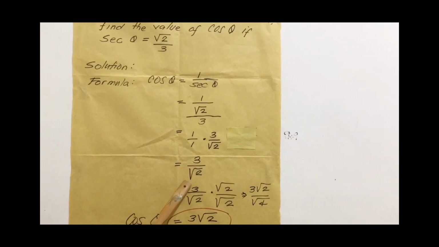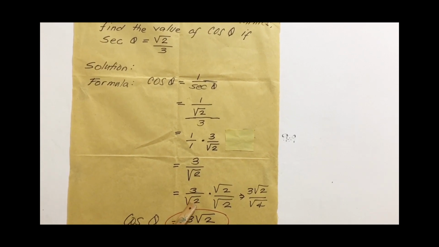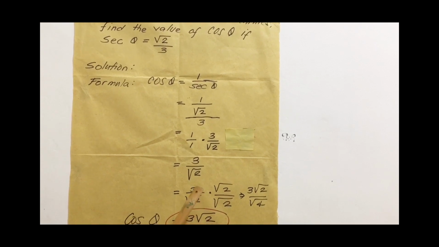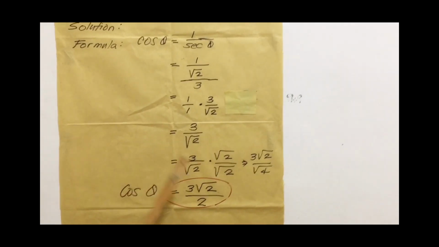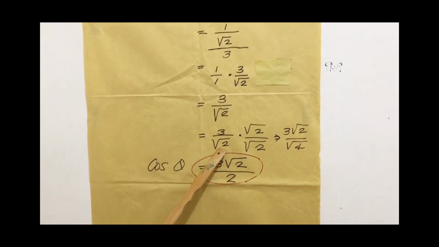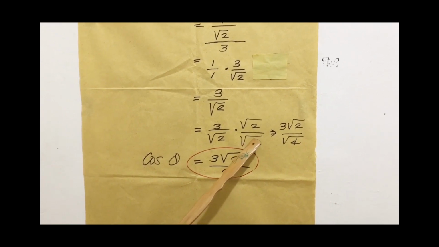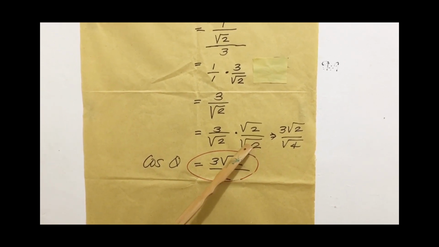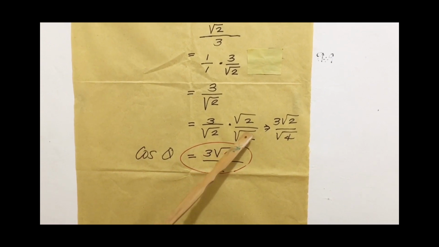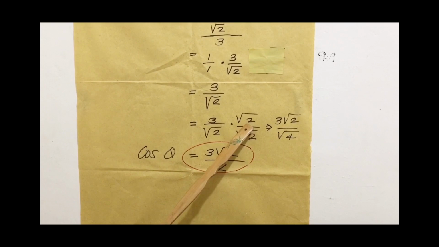So we have to copy first the fraction, 3 over square root of 2, times the rationalizing number. So how to rationalize? We have to think for the denominator that if we multiply, it becomes a perfect square root of a number. So that's why our suggested number now is square root of 2. So square root of 2 times the square root of 2 here.